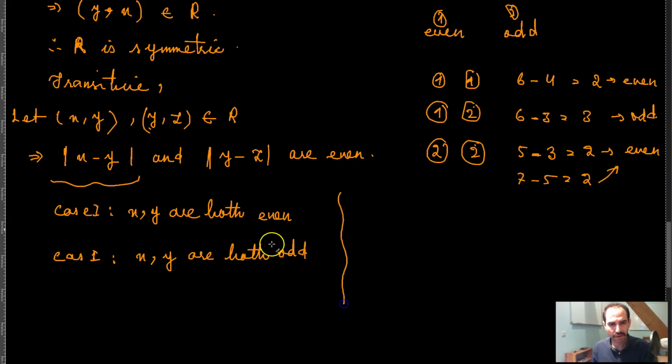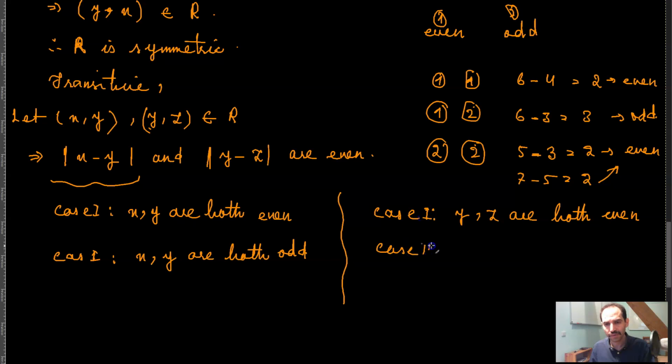And you can have the same argument for y and z, meaning that you can have case number 1 here for these two, meaning that you can say that y and z are both even, and case number 2, you can say that basically y and z are both odd. And then you need to consider each of these cases with each of the other two cases.